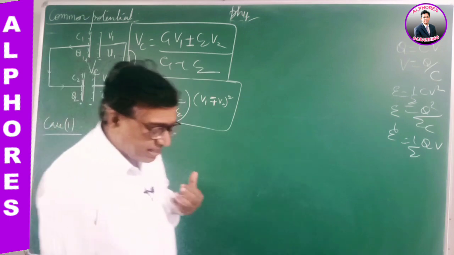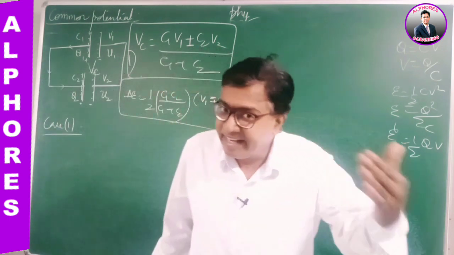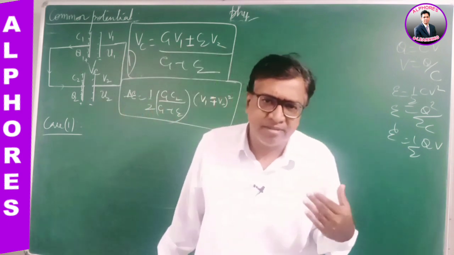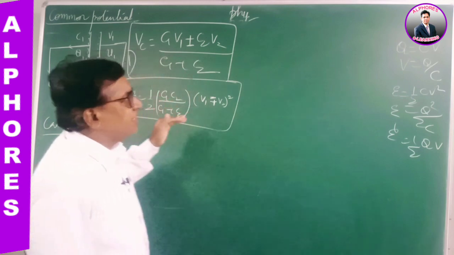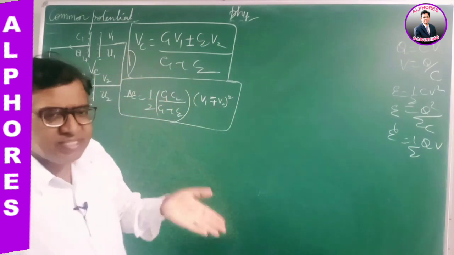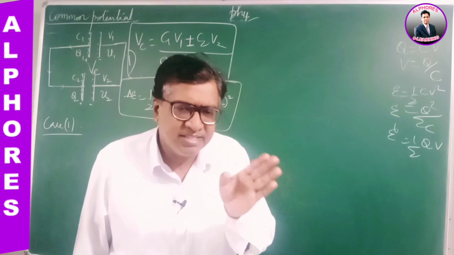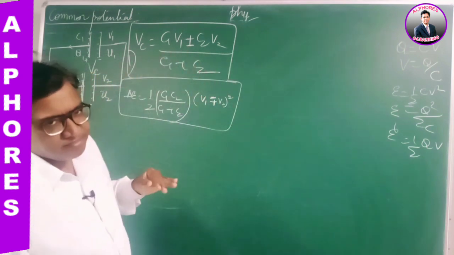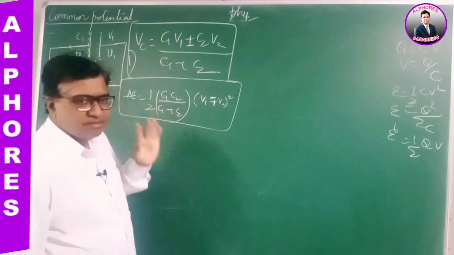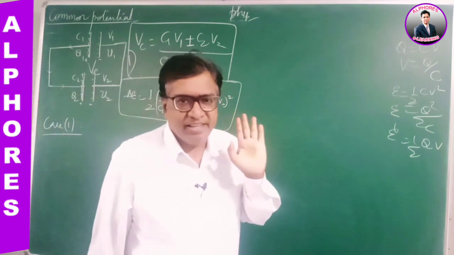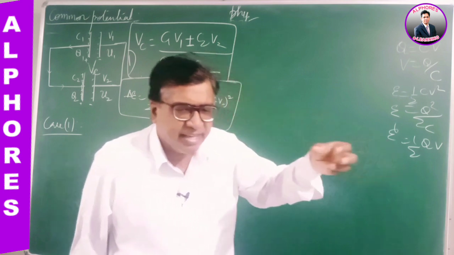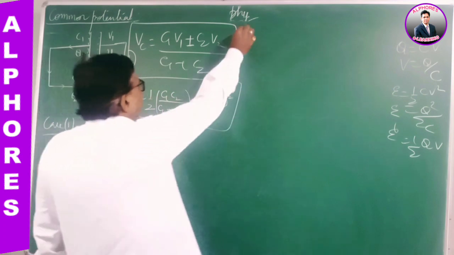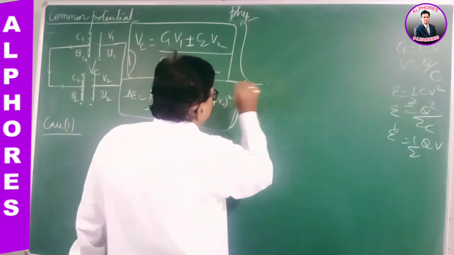Sometimes it will say that both are identical capacitors, two identical capacitors charged separately to different potentials V1 and V2. What does identical mean? Same. C1 is equal to C2 equal to C. Put C1 and C2 as C in this, and in this one also. Then you will get the answer. So according to the case the problem gives you, you have to go. But the general basic formulas are these 4. These are the important things.